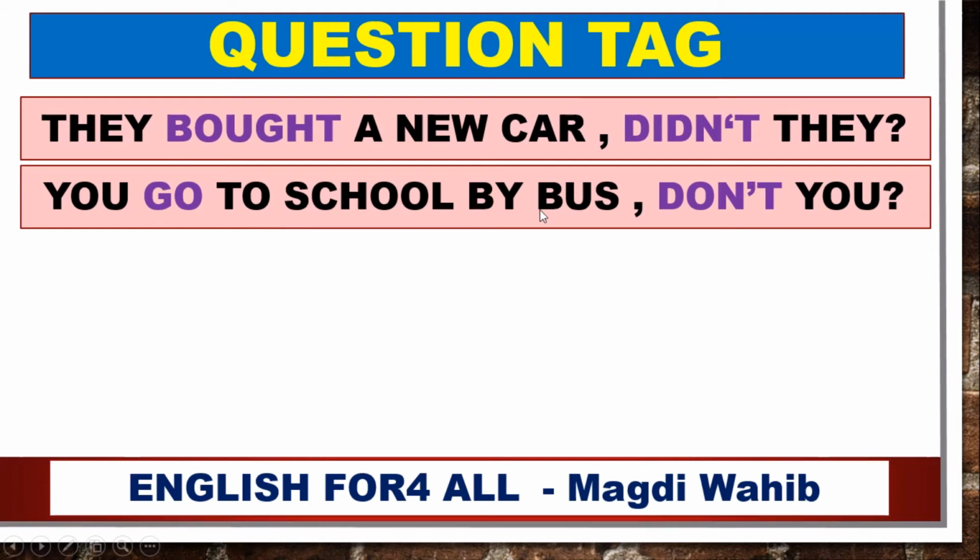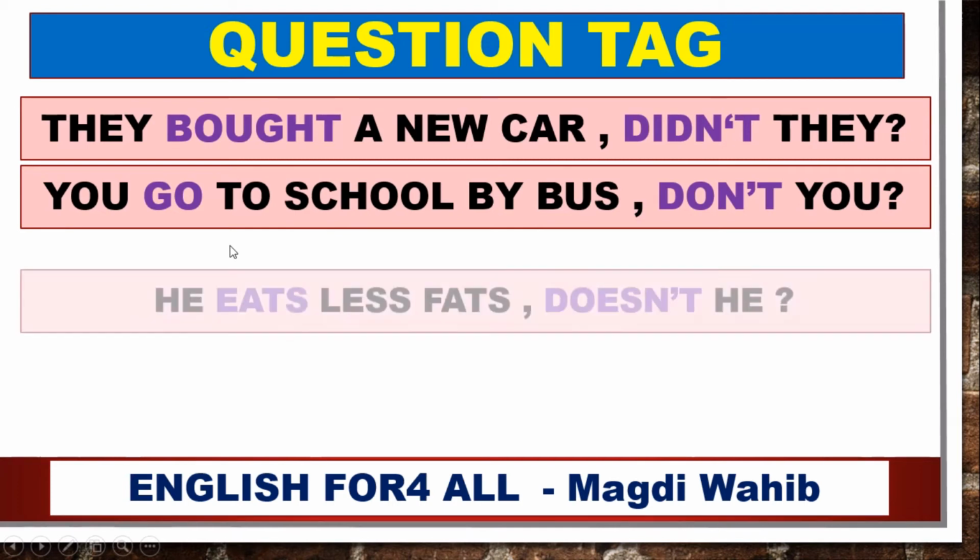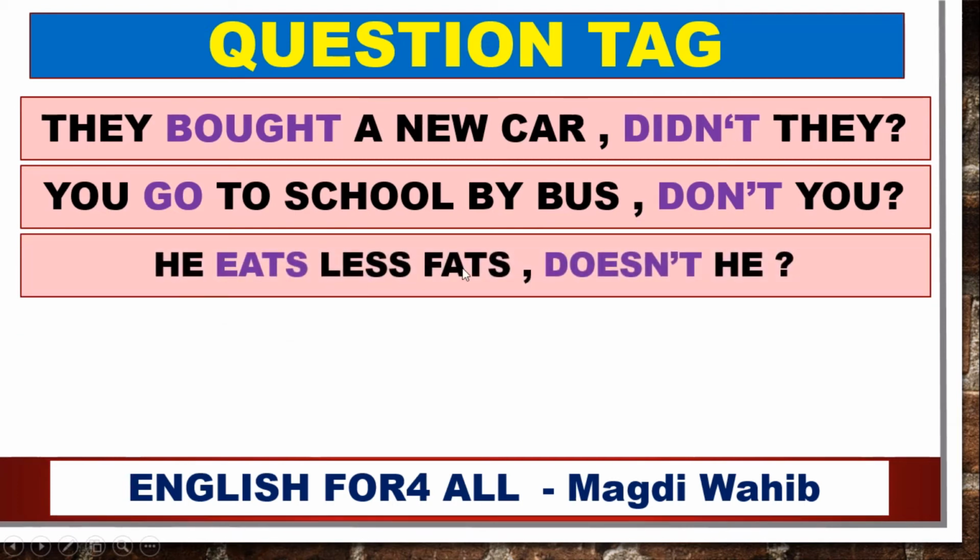You go to school by bus. Present simple. So we need to use the verb to do as negative. You go to school by bus, don't you? He eats less fats. Eats, present simple with S. So we need to use does in the negative form, since the statement itself is positive. He eats less fats, doesn't he?